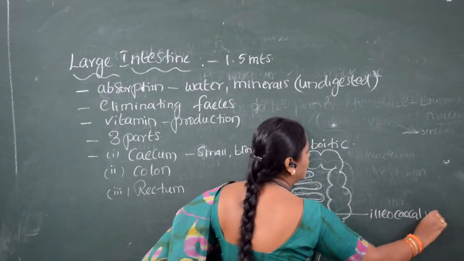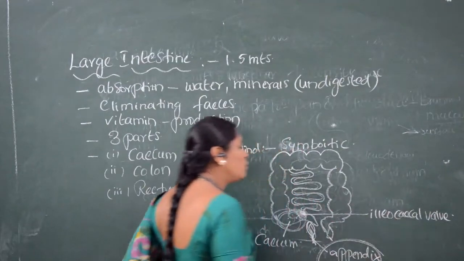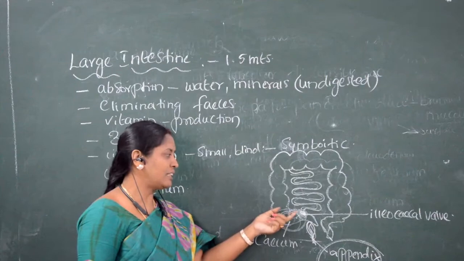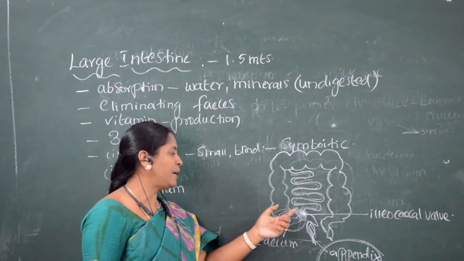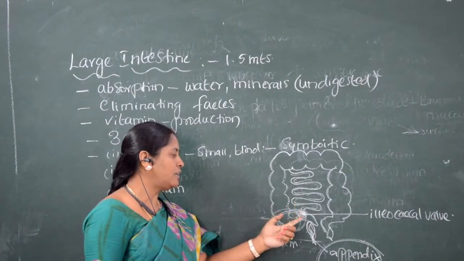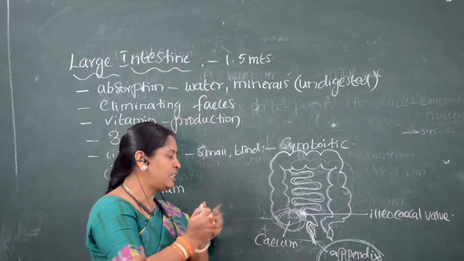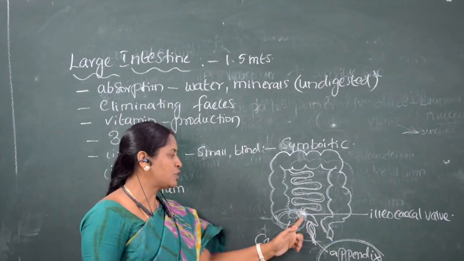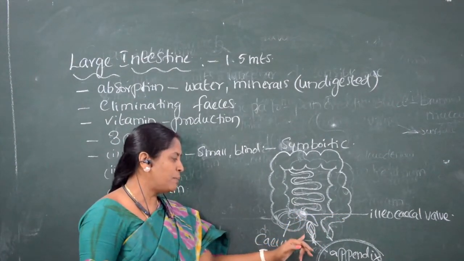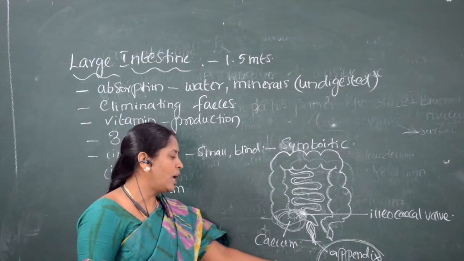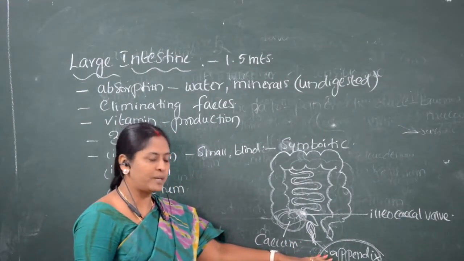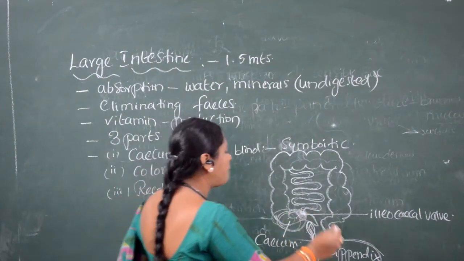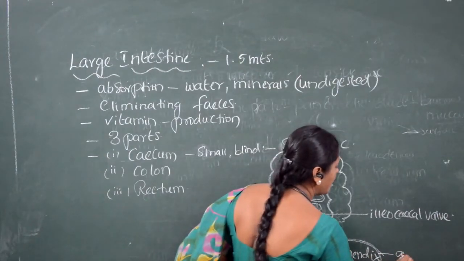That valve is called the ileocecal valve. So what is that valve? A valve is nothing but something present between the ileum and the cecum which it enters. So between these two parts, the ileocecal valve is present at the junction of the ileum and cecum. A small finger-like projection called the vermiform appendix is present. This vermiform appendix we can also call the abdominal tonsil.